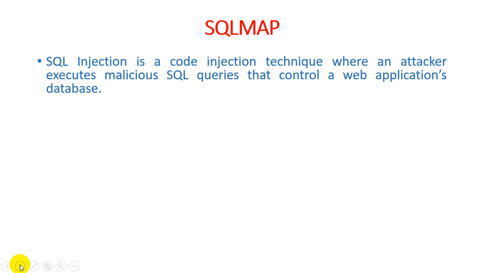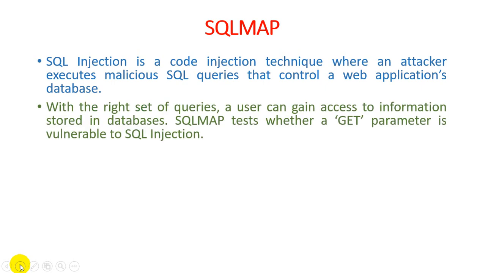SQL injection is a code injection technique where an attacker executes a malicious SQL query that controls a web application's database. As the name itself suggests, SQLmap works on SQL queries. And what is a SQL query? It is nothing but the Structured Query Language through which a database is built on particular websites. With the right set of queries, a user can gain access to information stored in a database, because all the database, or we can say backend processes, work with the help of the SQL language.